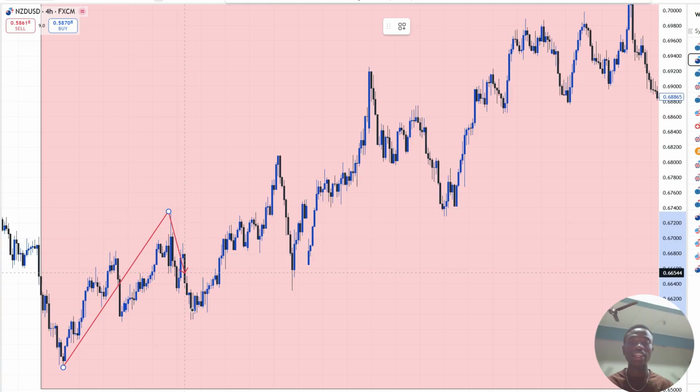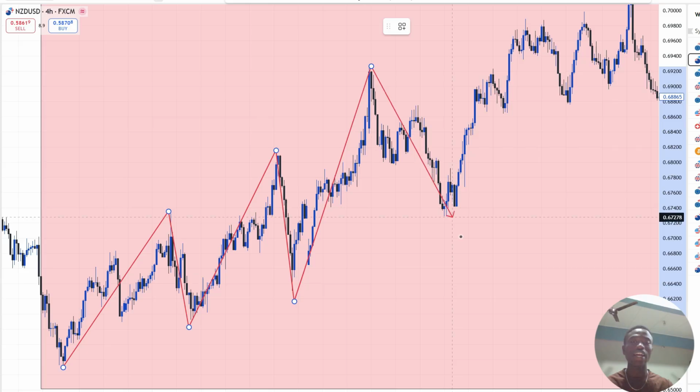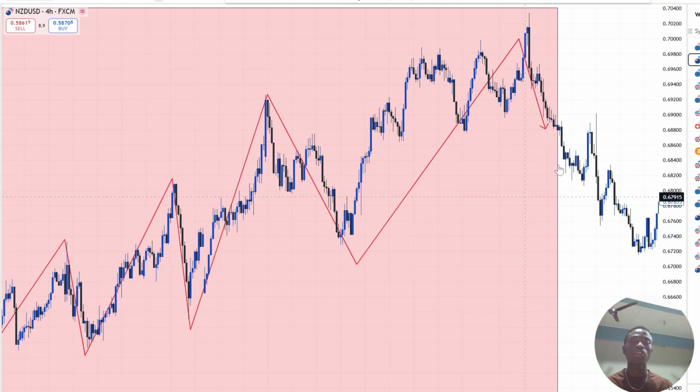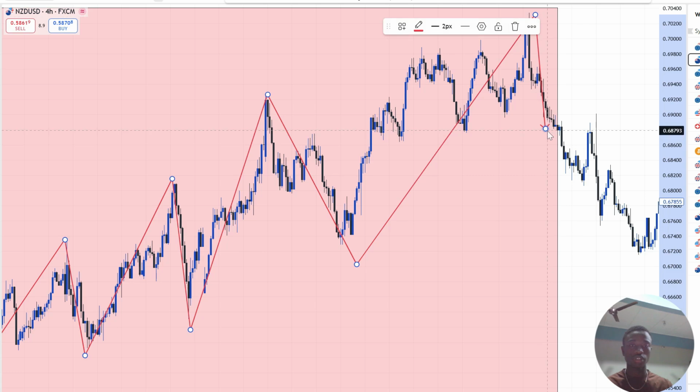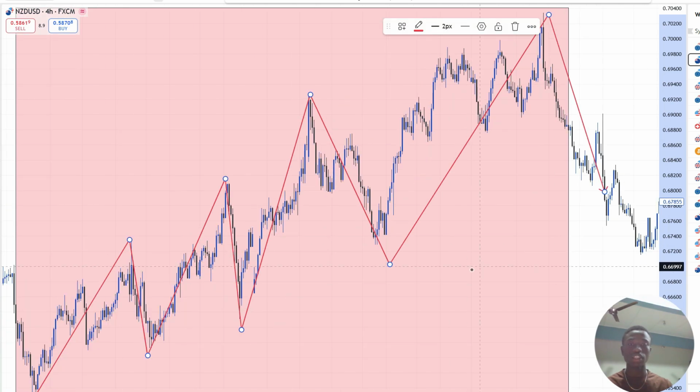Look at something around this region. We had a high, a low, a higher high, a higher low, a higher high, a higher low, a higher high, then a higher low somewhere around this region. Oh, we even had a reversal. So let's look at something over here.